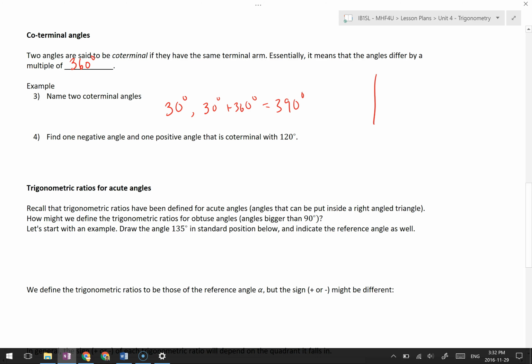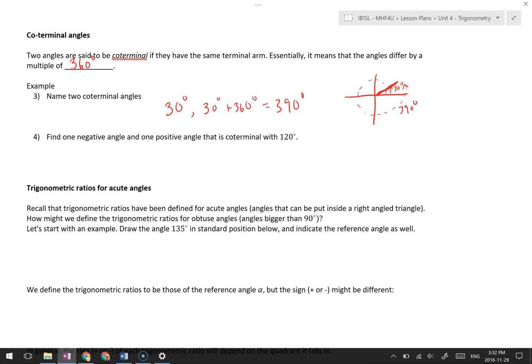Now, what does that mean? Well, if we draw 30 degrees in standard position, it will look something like this. And then if we draw 390 degrees in standard position, it will actually look the same. The terminal arm will land in the same position on the plane, and their pictures will be identical. So coterminal angles are angles whose picture looks the same.